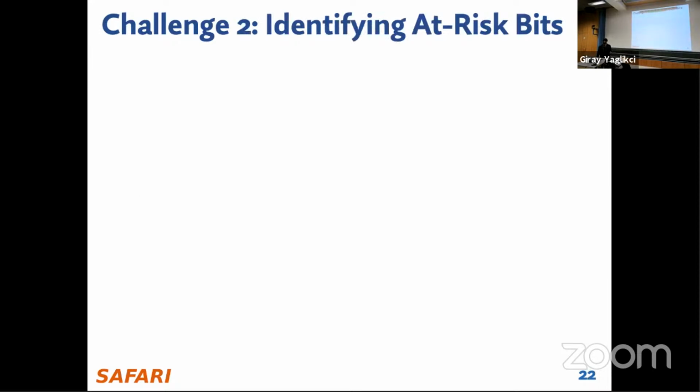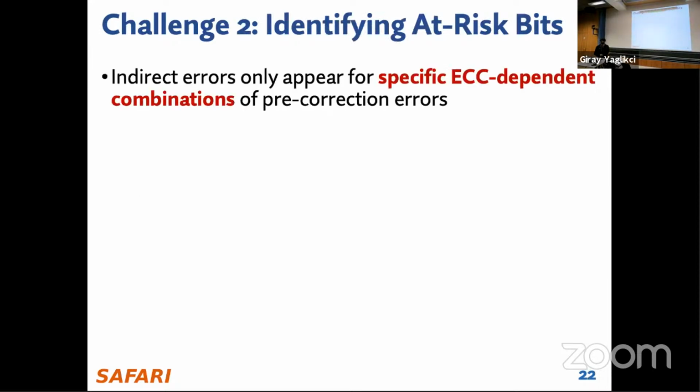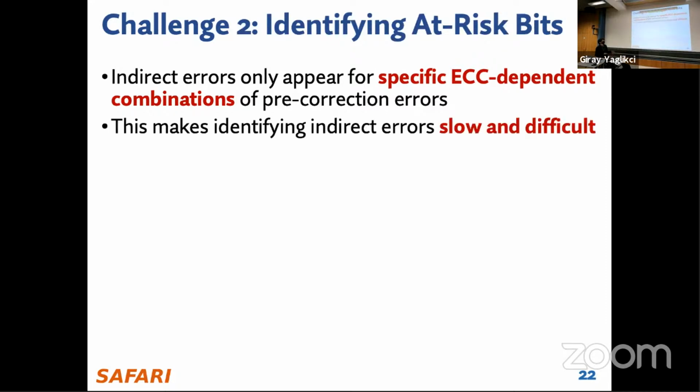The second challenge here is identifying the at-risk bits themselves. Indirect errors, as I was saying before, only appear for specific ECC-dependent combinations of pre-correction errors. This makes them really hard to identify because you have to identify them one at a time, and this process is slow and time-consuming.